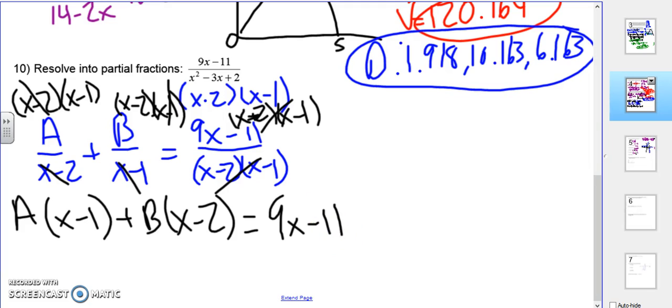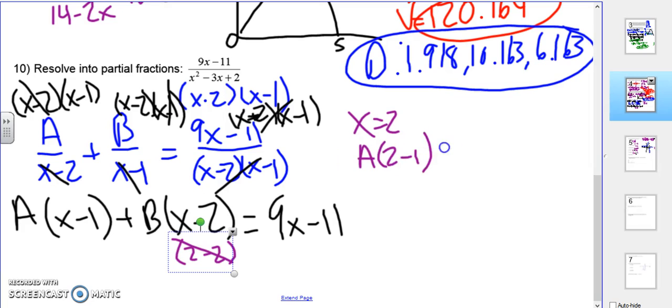We want to find a and we want to find b. It doesn't matter which one you find first. So in order to get rid of b, I'm going to say x equals 2. If x is 2, the b is going to cancel. I'm just going to have a times 2 minus 1. The b is gone, and then I'm going to have 9 times 2 minus 11. So we're plugging 2 in for all the x's. 2 minus 1 is just 1a, and then I'm going to have 18 minus 11, which is 7.